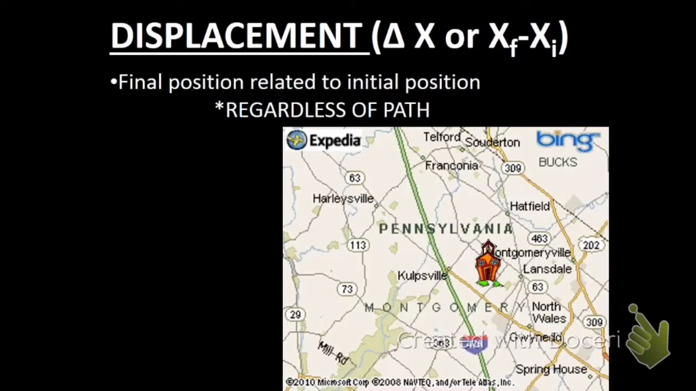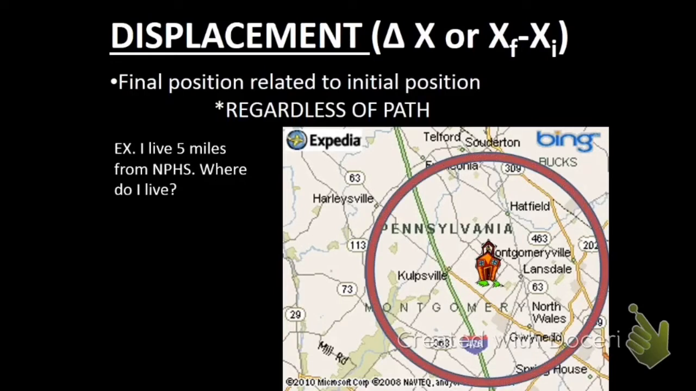So let's go back to our example from our previous set of notes, where we were asking the question, I live 5 miles from North Penn High School. Where do I live? So previously we had used this idea of distance to talk about that really anywhere in a 5-mile radius around the high school would satisfy this criteria.